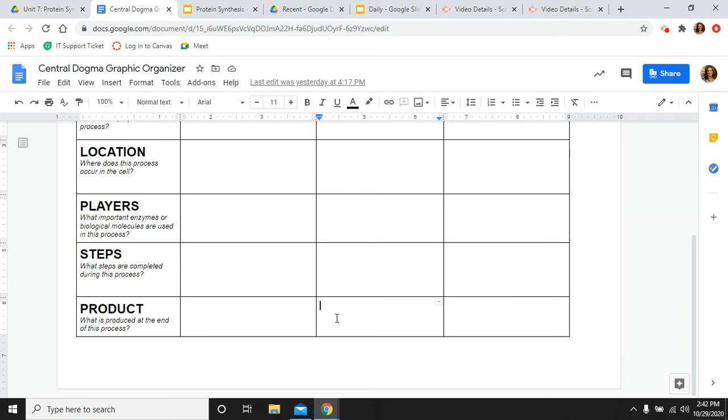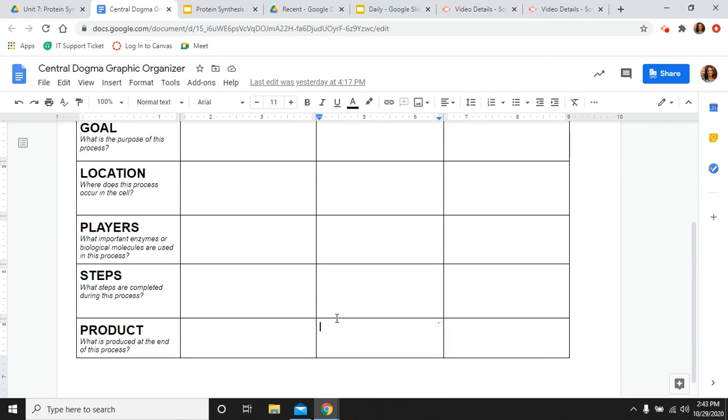Anybody? This was our entire last unit. I get a DNA. I make another copy of it. So I end up with another copy of DNA. Thank you. It was that simple. So your end product of DNA replication is another strand of DNA. So what do you end up with in transcription? And what is the end product of translation?